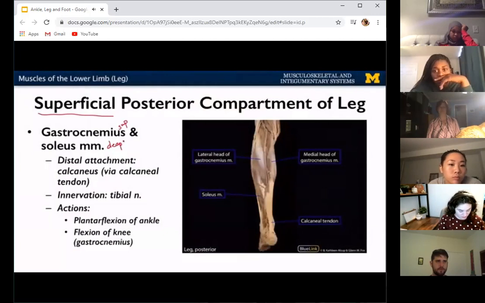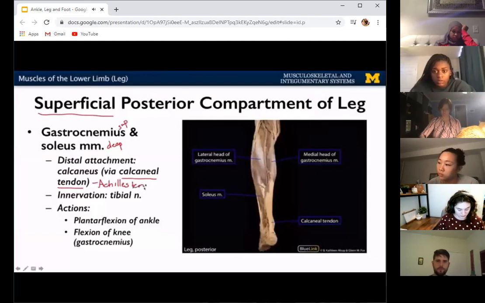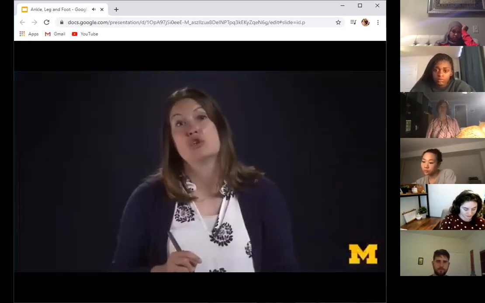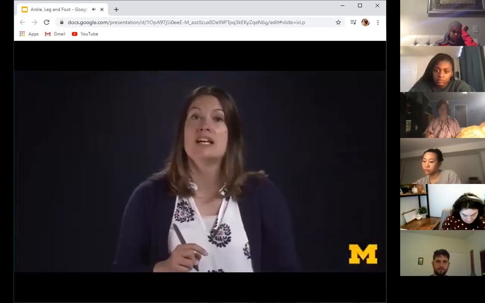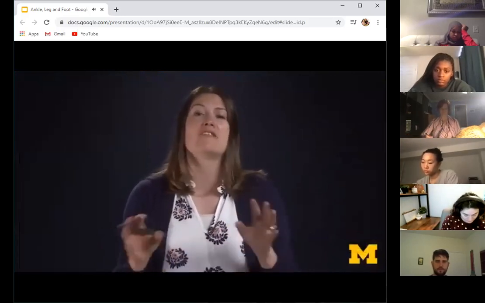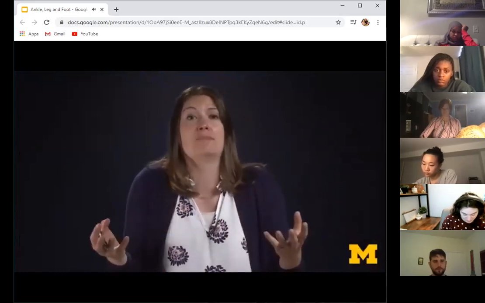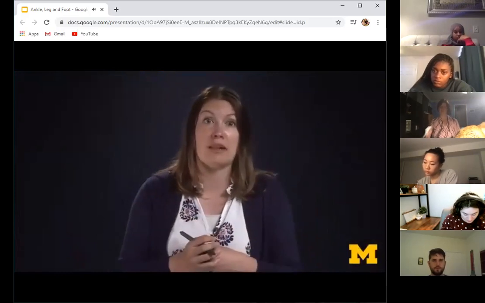Now what's important is you're going to have these two muscles kind of come together in terms of their distal attachment, and they're going to share one tendon, and that's your calcaneal tendon, and we've all heard of your calcaneal tendon referred to as your Achilles tendon. This is the strongest tendon in the body. If you have damage to your calcaneal tendon, that can really have devastating effects in terms of being able to plantar flex the foot, or even to simply be able to walk, because plantar flexion is going to play a role there.